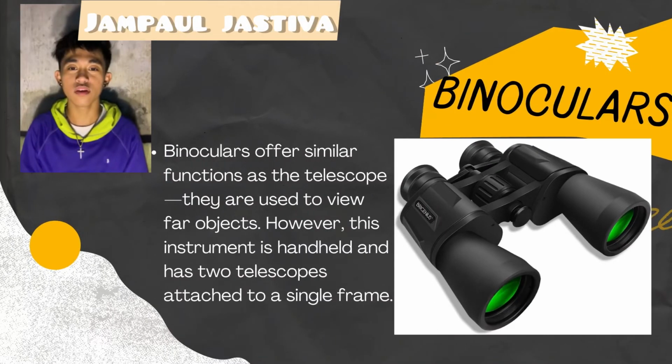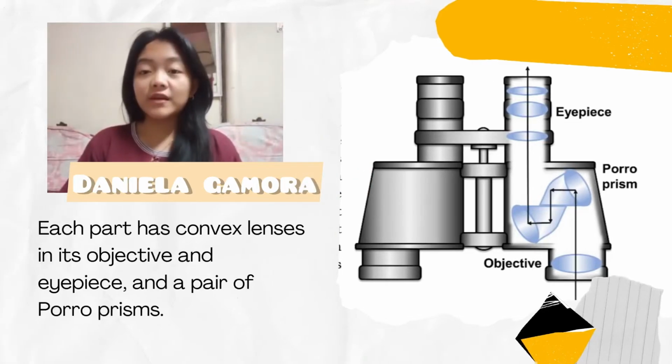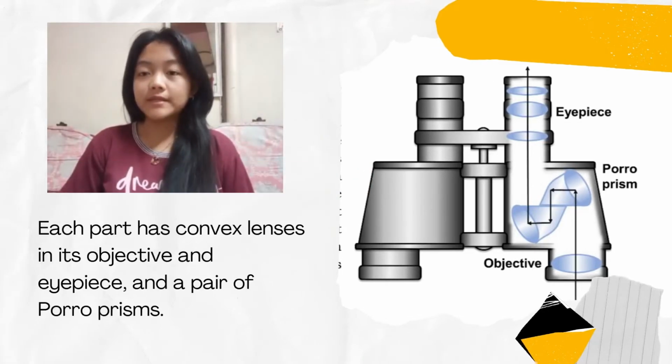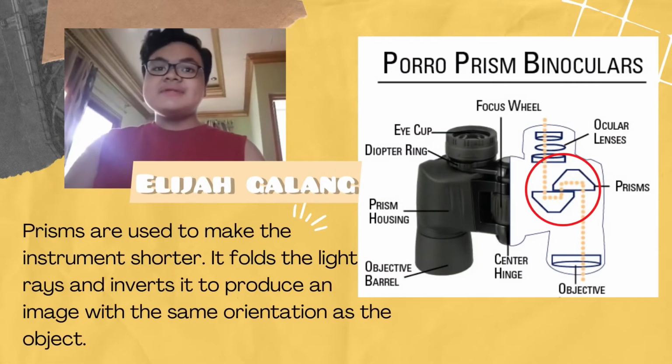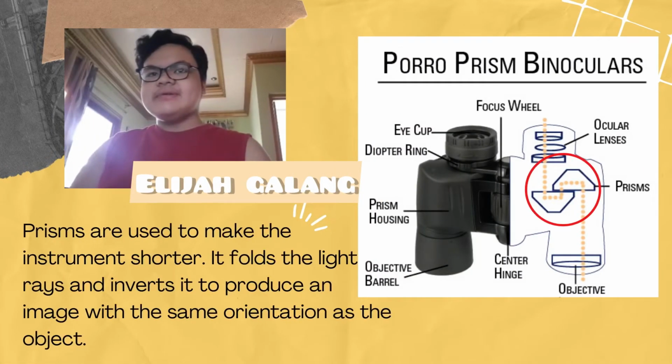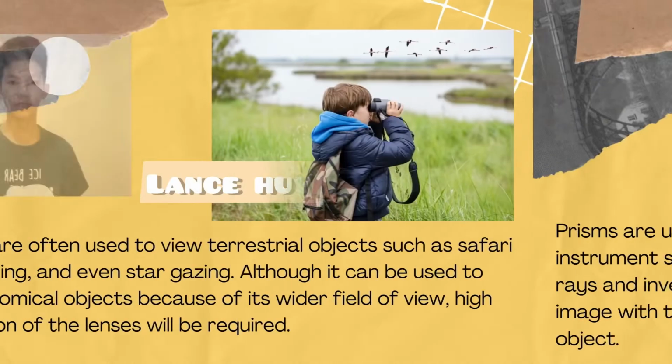Binoculars offer similar function as the telescope. They are used to view far objects. However, this instrument is handheld and has two telescopes attached to a single frame. Each part has convex lenses in its objective and eyepiece, and a pair of Porro prisms. Prisms are used to make the instrument shorter. It folds the light rays and inverts it to produce an image with the same orientation as the object.